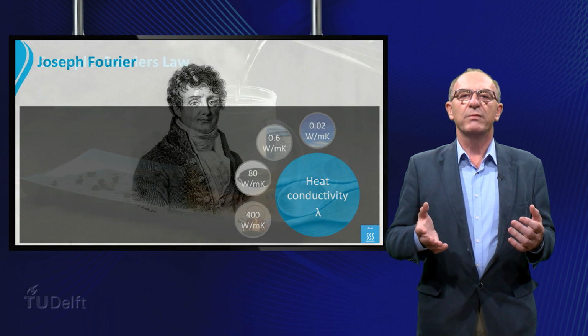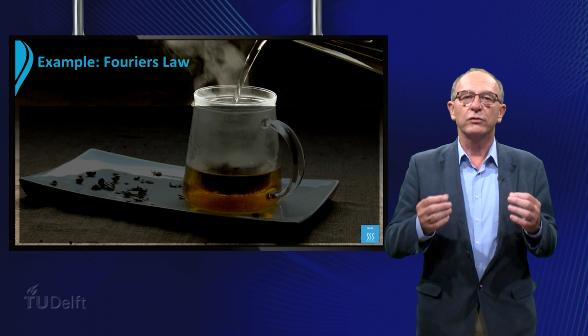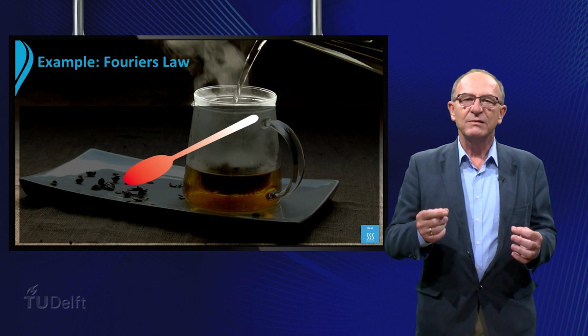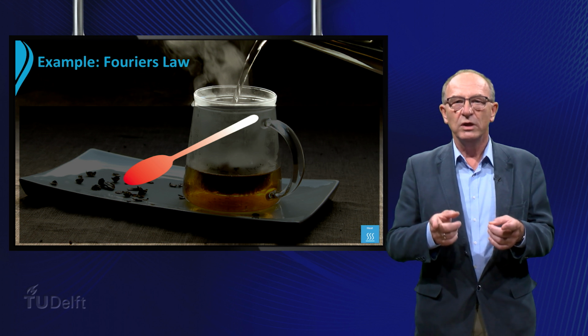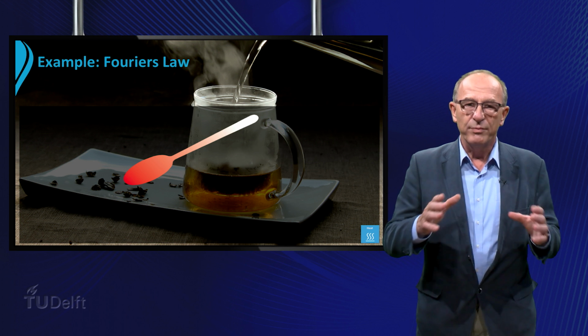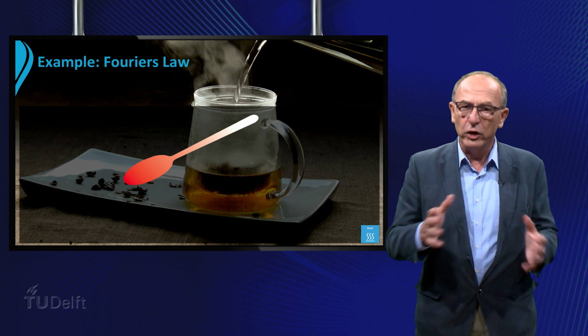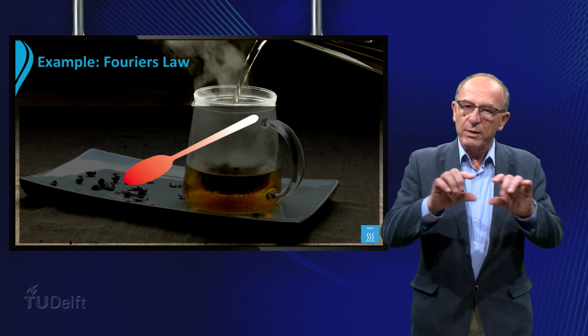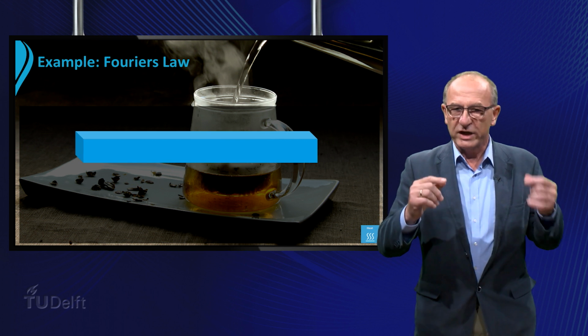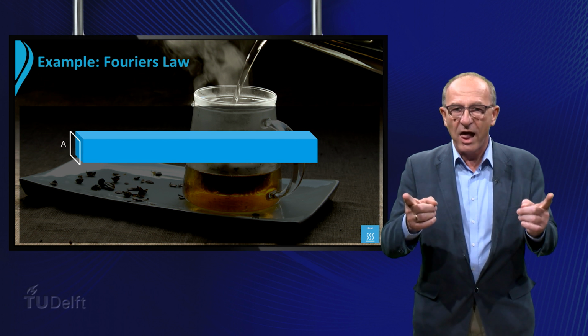Let's illustrate this by means of the steady-state conduction through the spoon. This means that the temperature at the beginning and at the end of the spoon is constant, and that the temperature profile in the spoon is not time dependent. For simplicity, the spoon is represented by a bar. The bar has a cross-sectional area A and a length L.